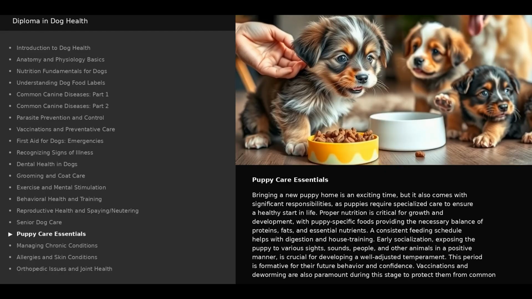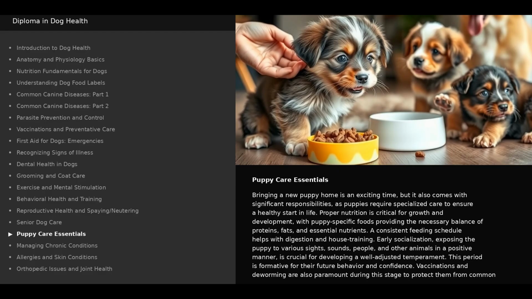Puppy care essentials. Bringing a new puppy home is an exciting time, but it also comes with significant responsibilities, as puppies require specialized care to ensure a healthy start in life. Proper nutrition is critical for growth and development, with puppy-specific foods providing the necessary balance of proteins, fats, and essential nutrients. A consistent feeding schedule helps with digestion and house training.